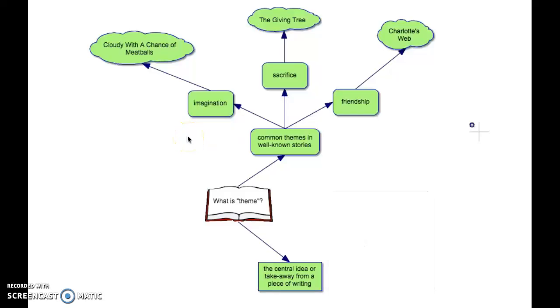Today we are going to be looking at the concept of different themes in common pieces of literature. Here you can see a concept map that gives the definition of theme, which is the central idea or takeaway from a piece of writing. From there, we are going to look at some common themes in well-known stories. The three that I chose were imagination, sacrifice, and friendship.